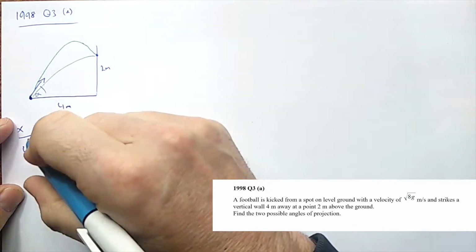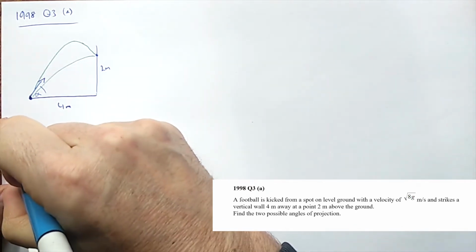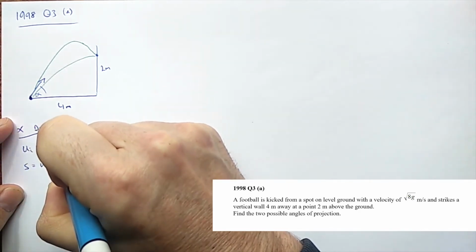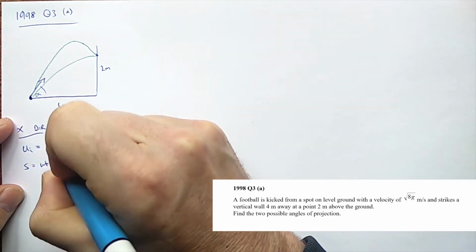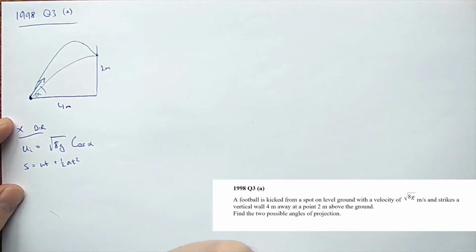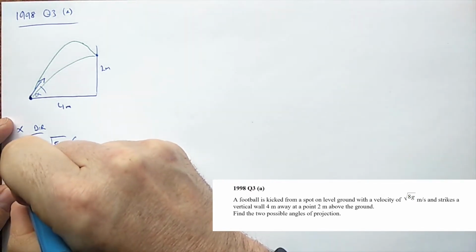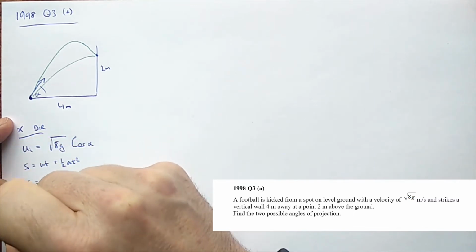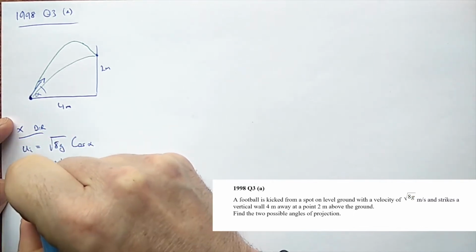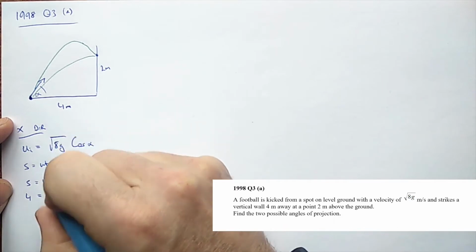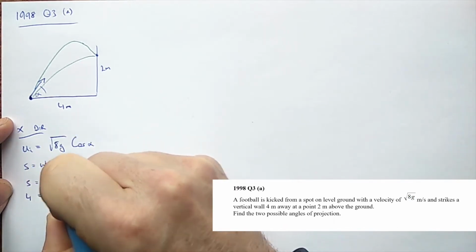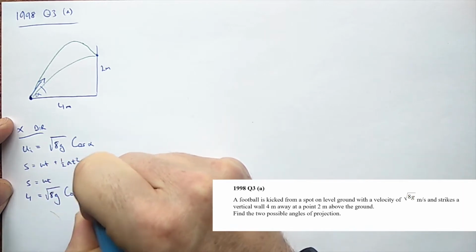Now, if we go back to our little equation here, s equals ut plus a half at squared. This is a very nice one because, of course, we have no acceleration in the x direction. So this becomes s equals ut. In this case, it is 4 equals the square root of hg cos alpha by t.